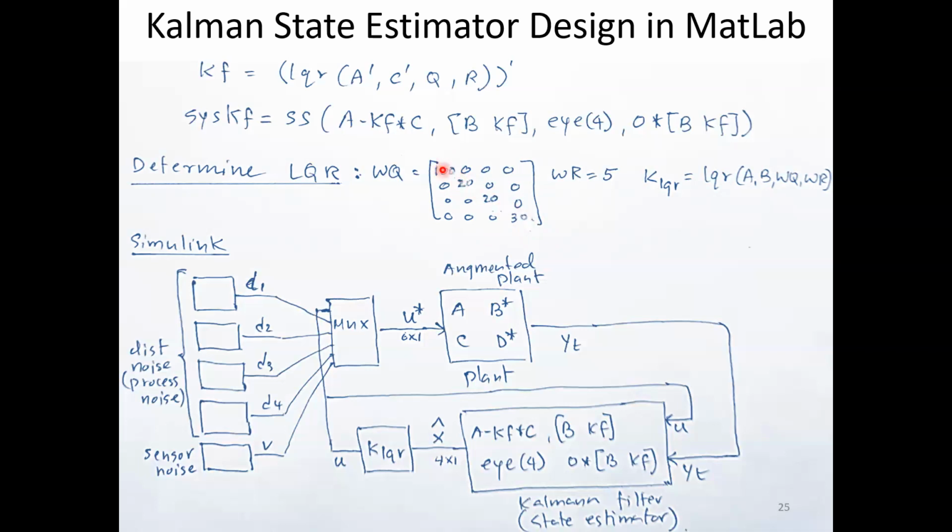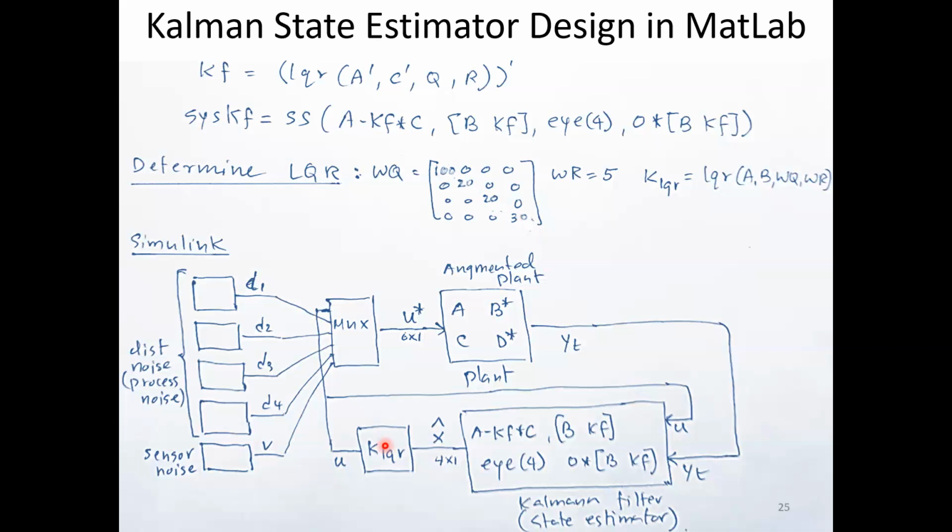This 100 means the variation of the first state variable is very costly. This 20 and this 20 mean any variation of the second and third state variables are not that costly, so you can allow some variation. Doesn't matter too much. This 30 means any variation in the last state variable is costly, but not as costly as the first variable. Okay, we are telling that to the LQR controller to calculate optimal gains.